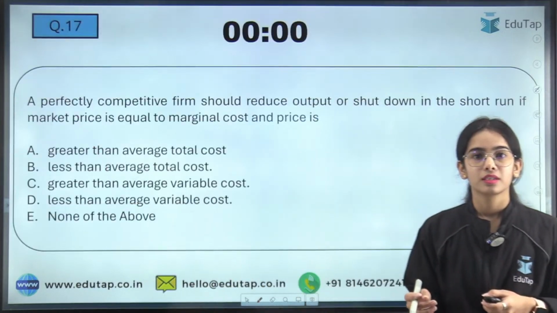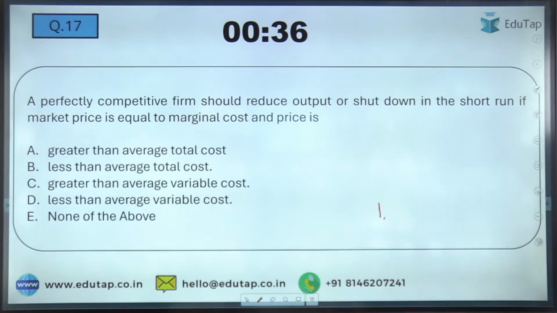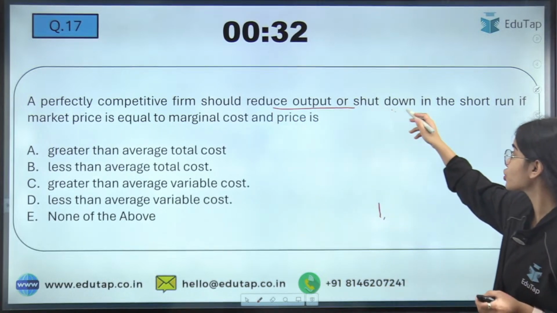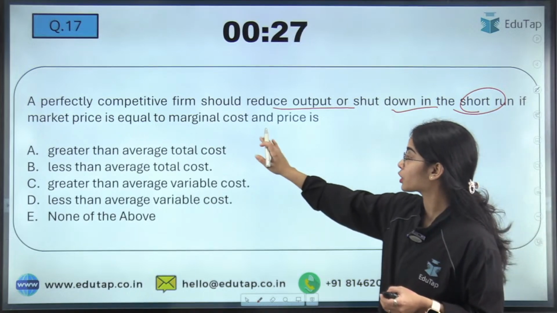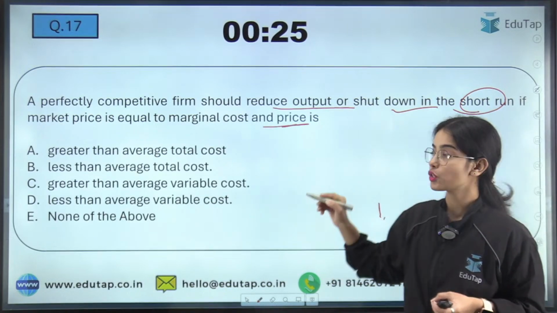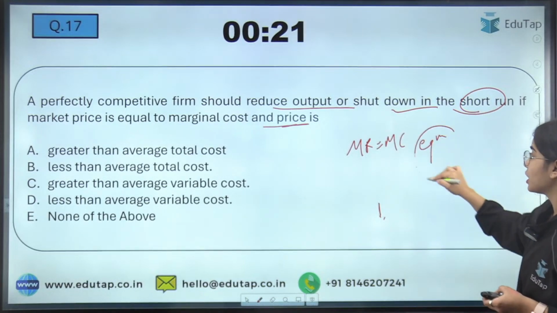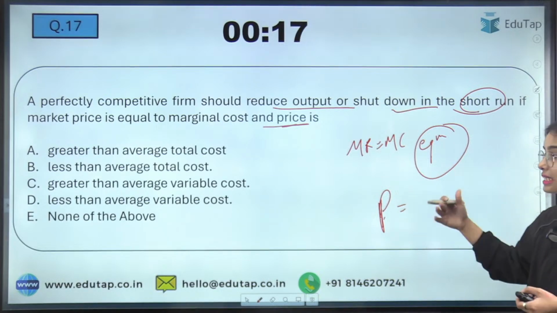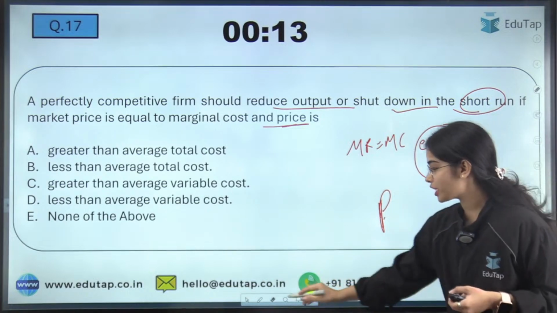Okay. Next is, try to answer this question. So here you will understand about the shutdown point. A perfectly competitive firm should reduce the output or should shut down in the short run if the market price is equal to market cost, and price is what? So your MR is equal to MC, that means you are at equilibrium point. But your price is what? Your price is equal to, or less than, or greater than. So what is the condition that is forcing you to shut down?